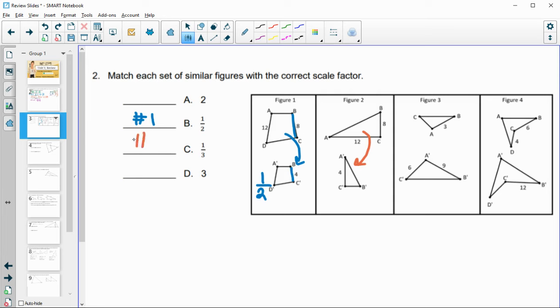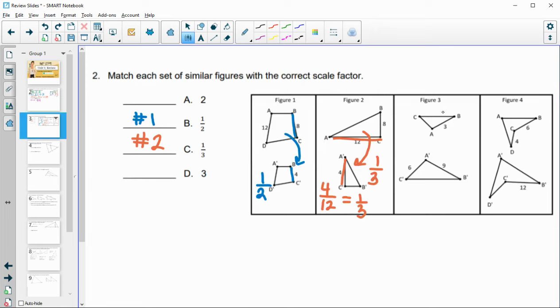So we can automatically tell that this is going to be part C, but then you can compare your corresponding parts as well. So we see this 4 versus 12. So we divided by 3, which is multiplying by 1/3. You can also simplify the fraction of the new over the original, 4 over 12, which simplifies to 1/3.